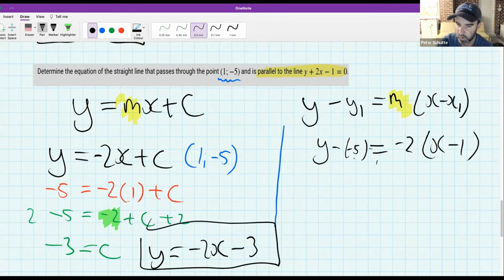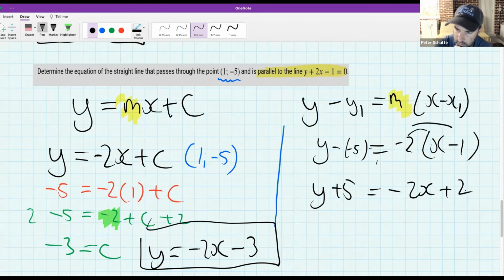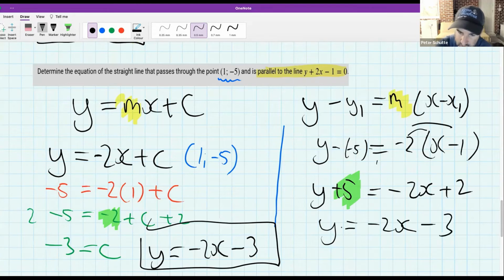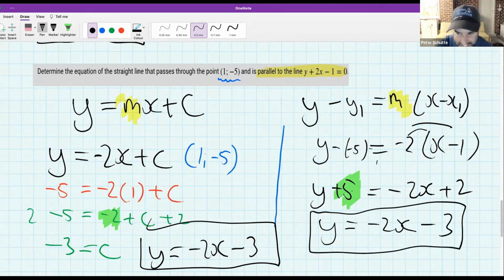And then the other way, for those people who are doing it the other way, y minus -5 is y plus 5. And then I multiply the -2, so I get -2x plus 2. And then I take away 5 from both sides, because there's a 5 here. And if I take away 5 from both sides, I get -2x minus 3, which, lucky for me, guys, is the same answer. Because if it wasn't, there would be a problem.